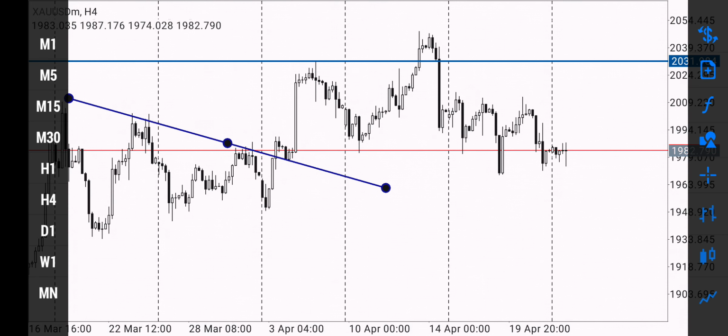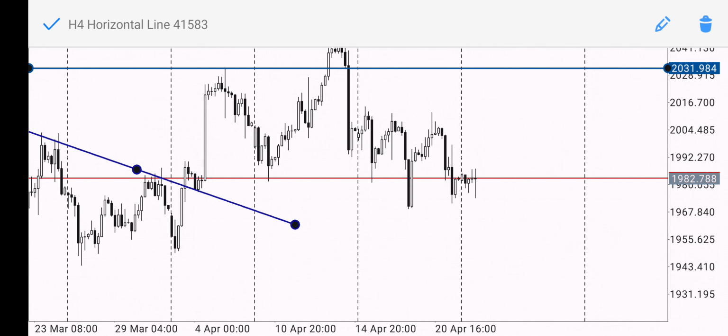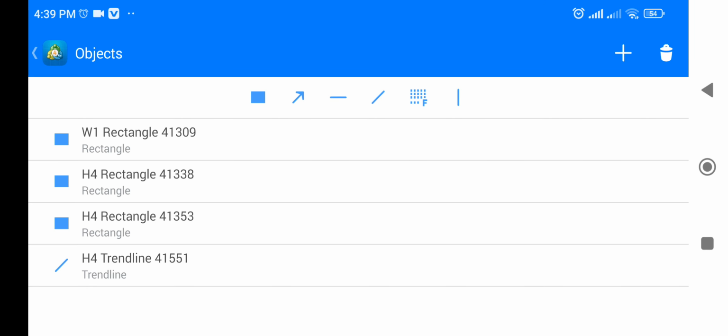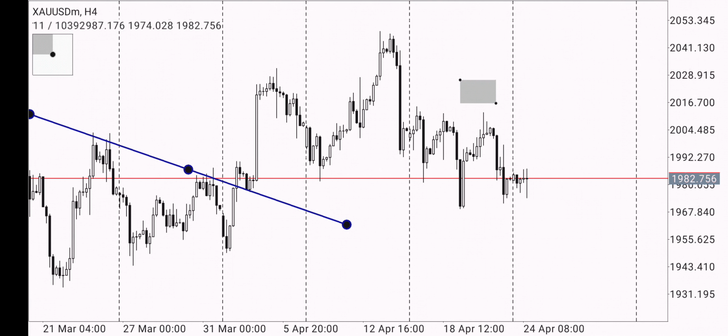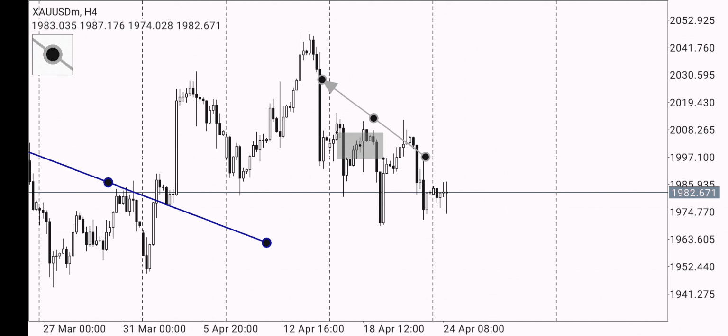Well, I'm thinking this market will sell. But before I could sell it, I'm seeing a lot of void around here. I think the market should come and fill it. But the market has already started making structure downward.